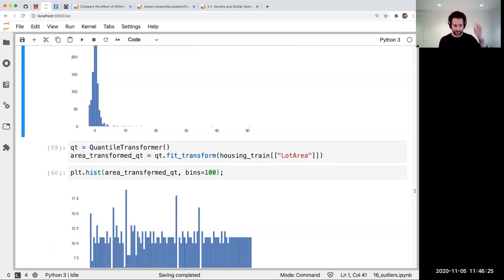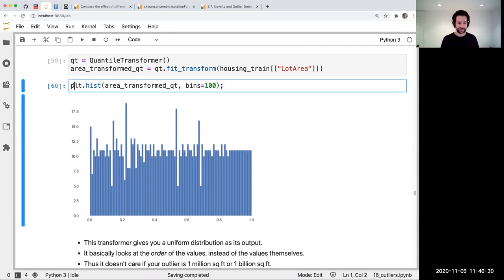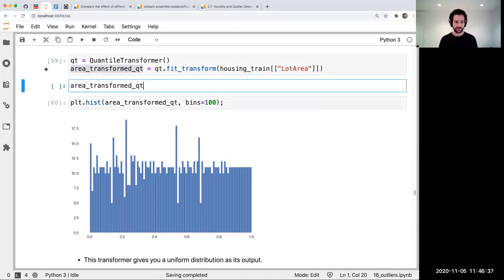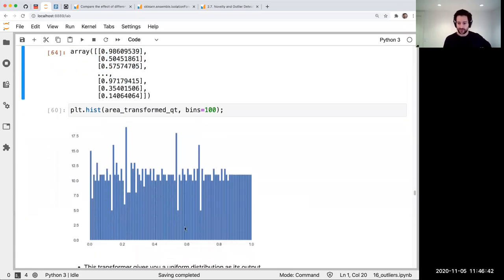And quantile transformer. Well, the plot is of the same thing. It is still the histogram of the transformed thing. So the x-axis is still the transformed value. So if I show you the values, you'll see they're all between 0 and 1. And when I make a histogram of it, not only are they all between 0 and 1, but there's kind of equally many between 0 and 0.1 as between 0.1 and 0.2 as between 0.2 and 0.3. Because that's how quantile transformer works. It kind of just takes them in order and then puts them in ordered values between 0 and 1.